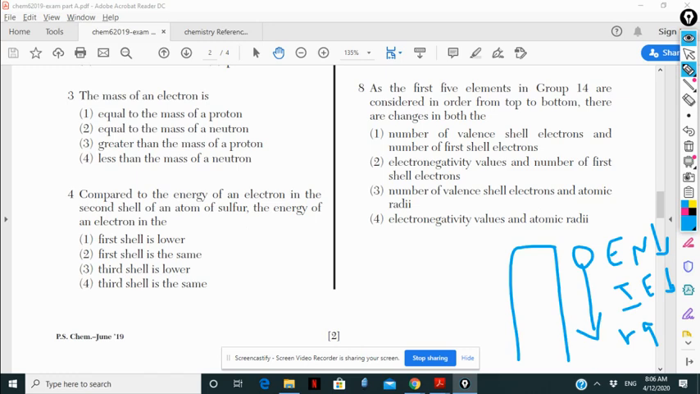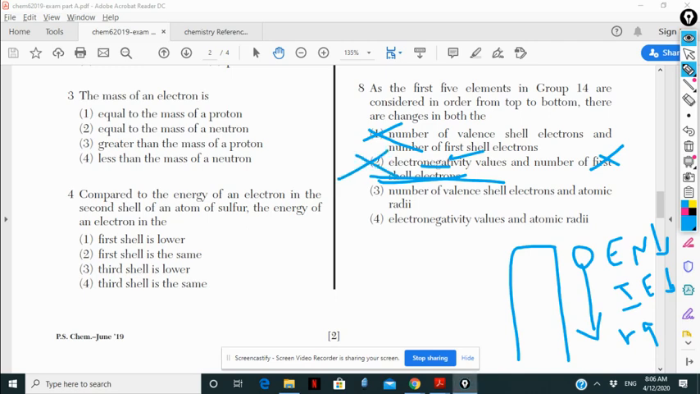Other than that, they are the same because if they are in the same group, they have the same valence shell. That's why I have to cancel number 1. The electronegativity values and number of the first shell electrons. No, because the first shell, I don't use it in the consideration because all of them are going to have 2. But electronegativity is correct, but the second part is incorrect. That's why I cancel 2.